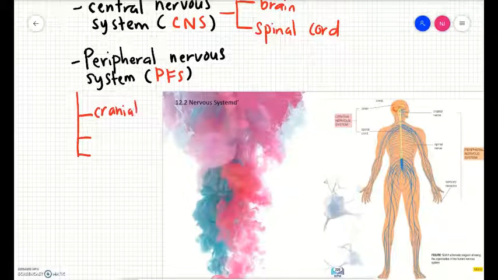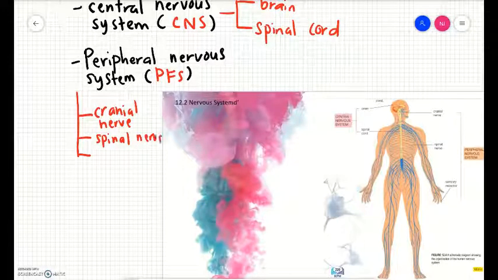Cranial is located in our head. Cranial nerve. The second one is spinal nerve. And then the last one is sensory receptor.